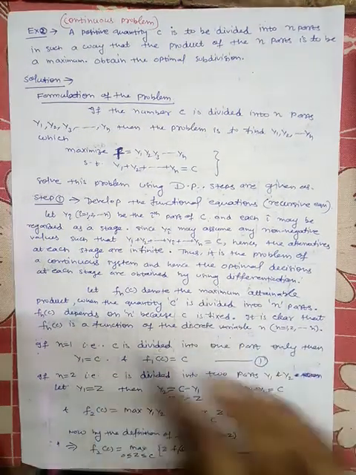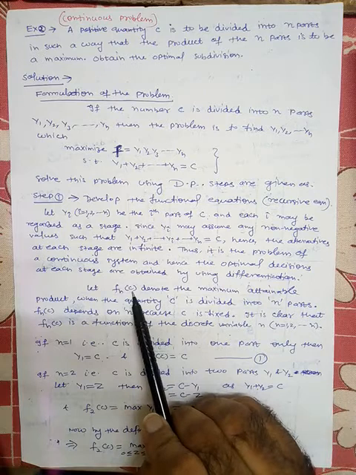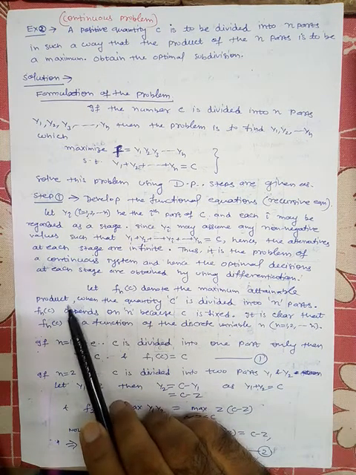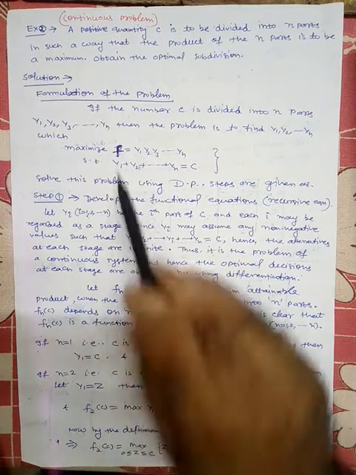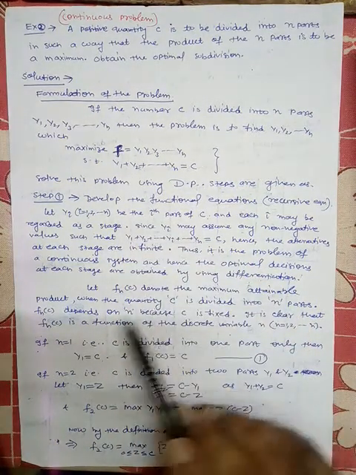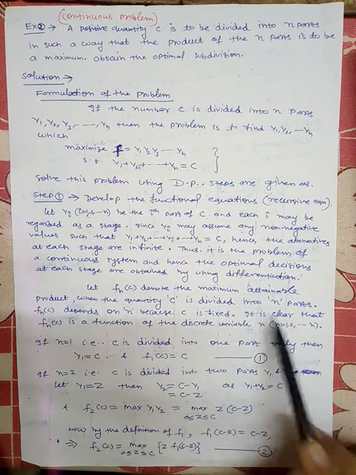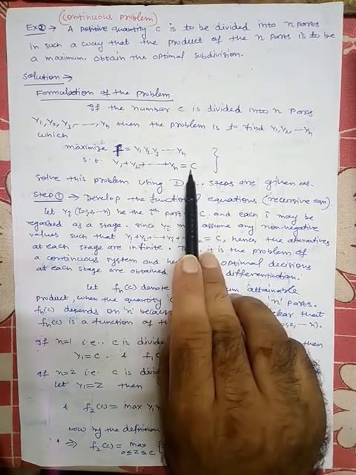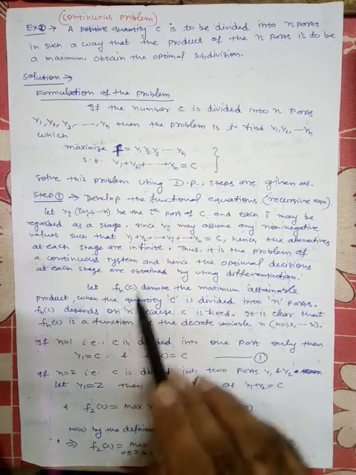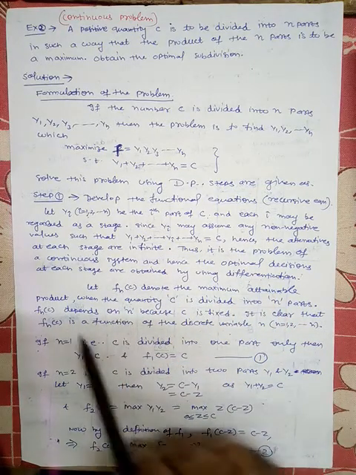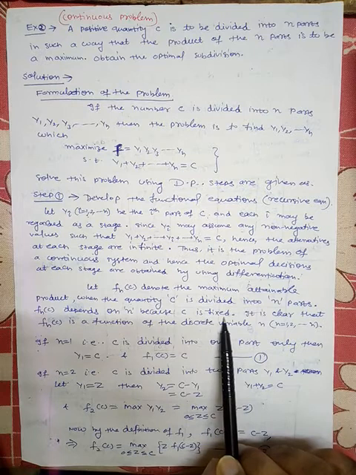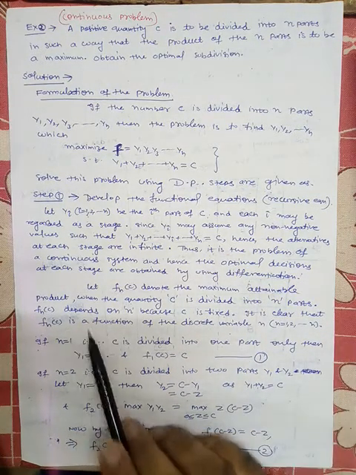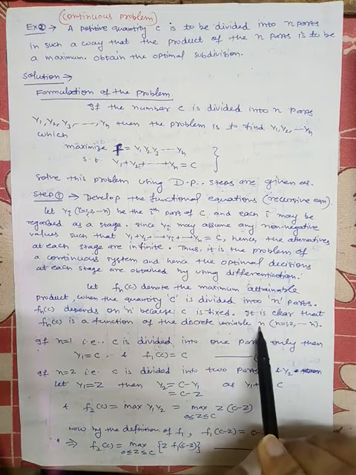Fine. Now let fn(c) denote the maximum attainable product, that means the product when the quantity c is divided into n parts. When we divide the quantity c into n parts, the product that results we have denoted by fn(c). It depends upon n, because quantity c is fixed. So it is clear that fn(c) is a function of the discrete variable n.